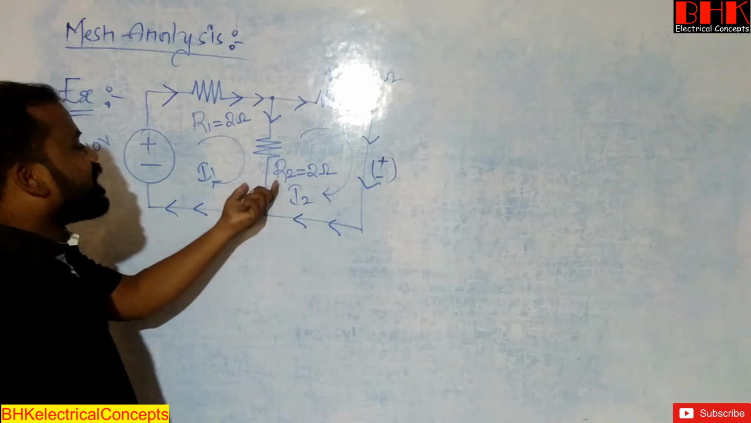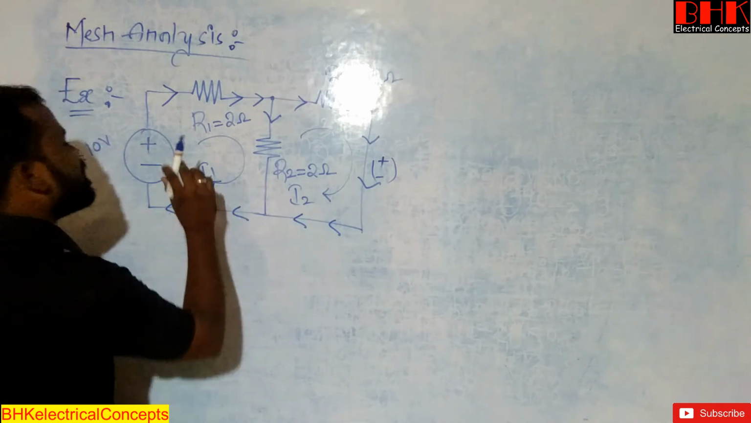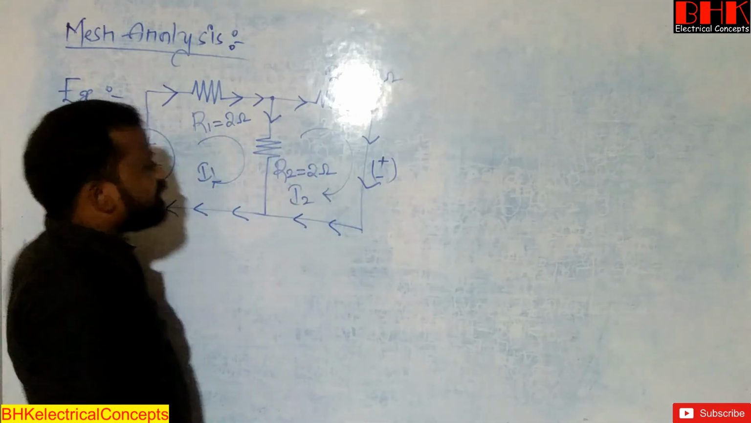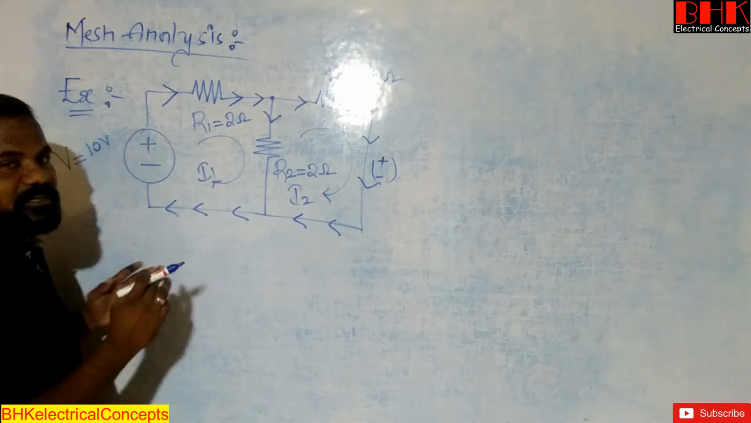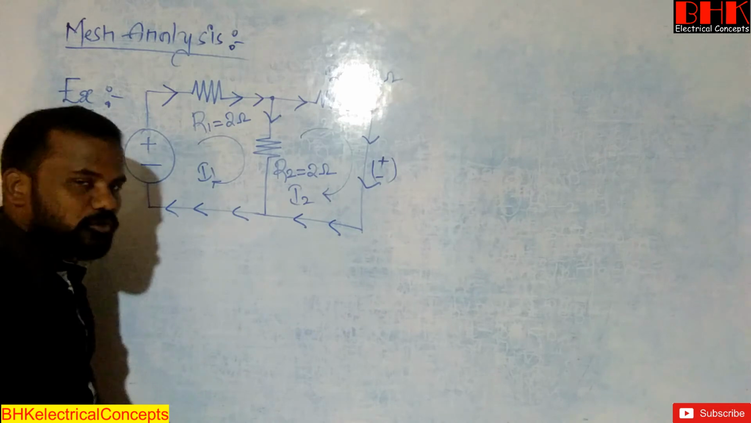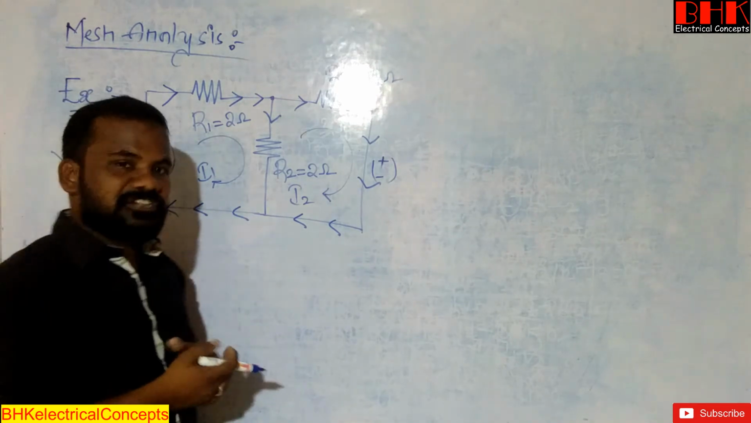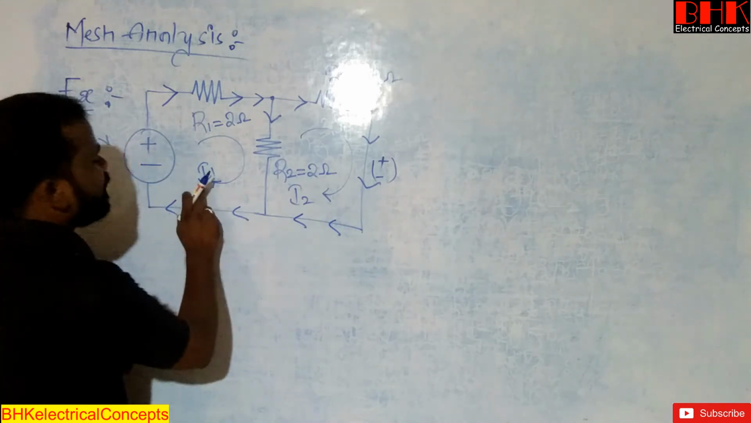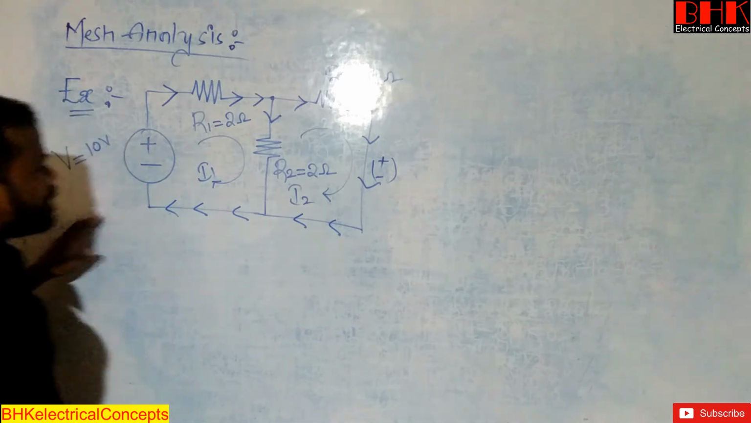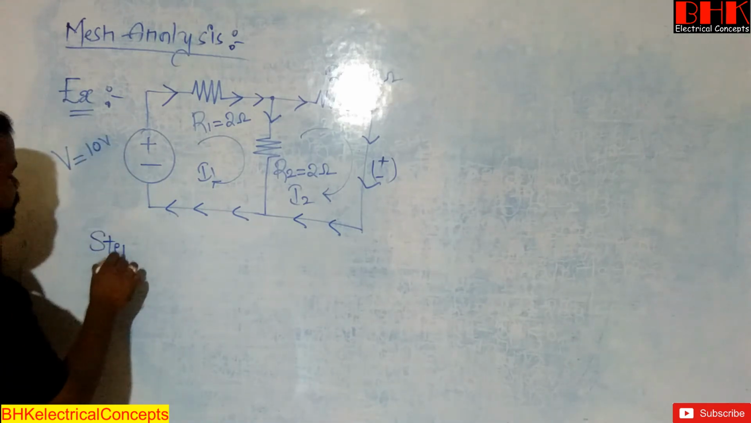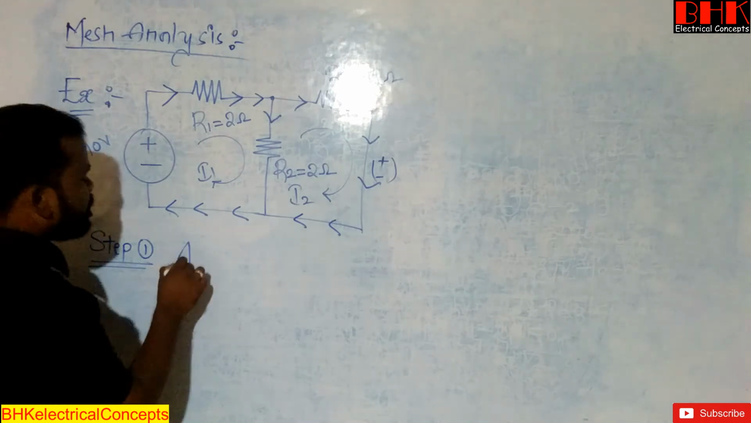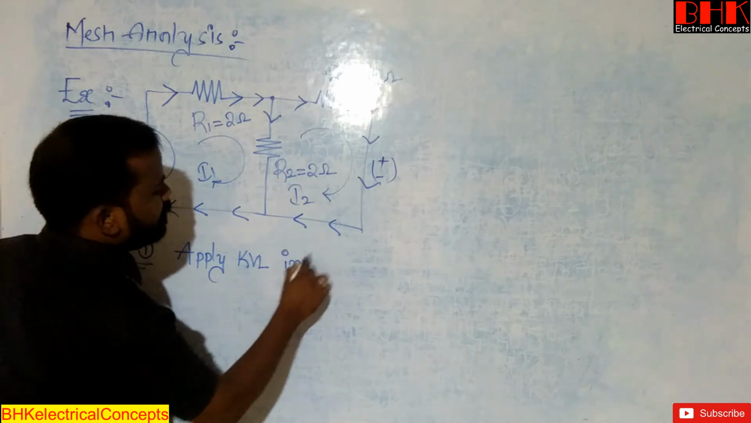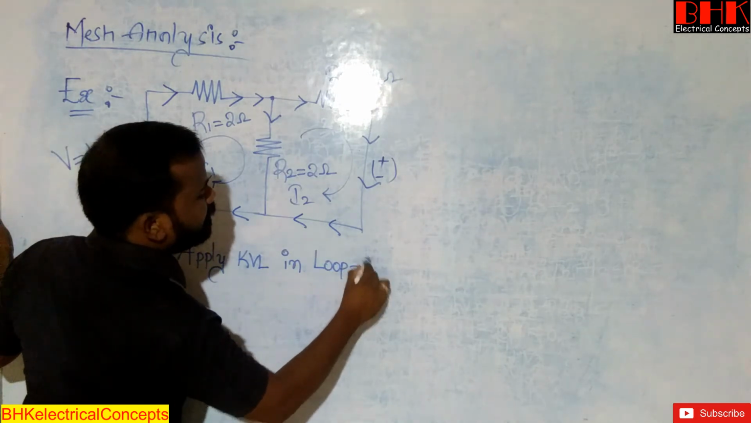To find these two currents, apply Kirchhoff's voltage law in loop 1 and apply Kirchhoff's voltage law in loop 2. With the help of KVL you will get two equations from the two individual loops. After getting them, simplify those two equations and you will get the values of I1 and I2. So step 1 is to apply Kirchhoff's voltage law in loop number 1.